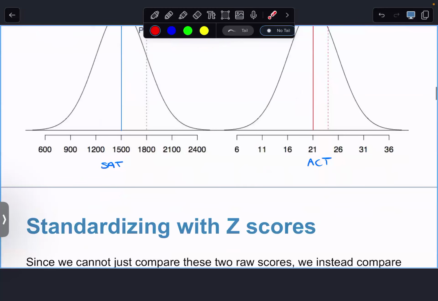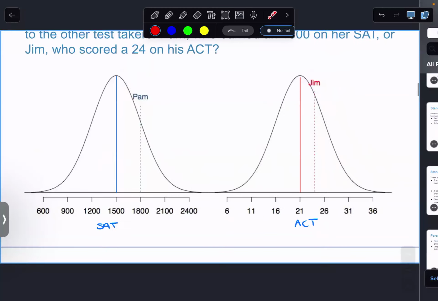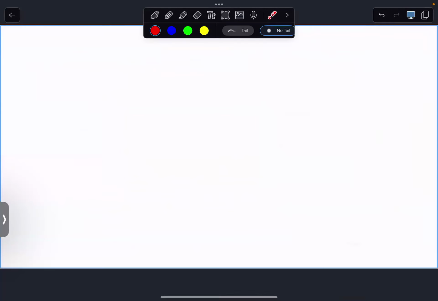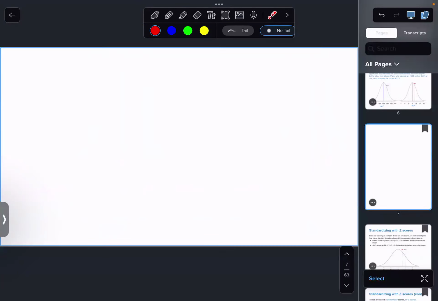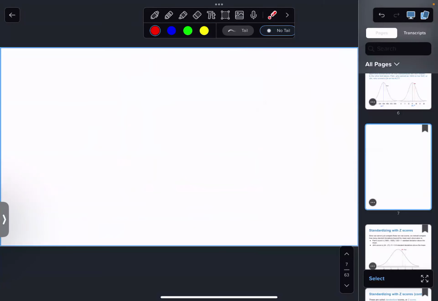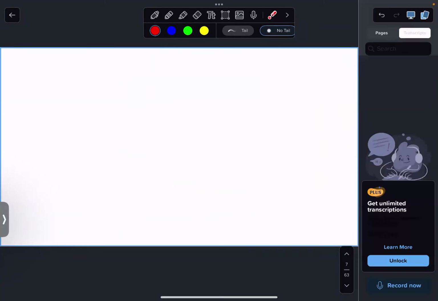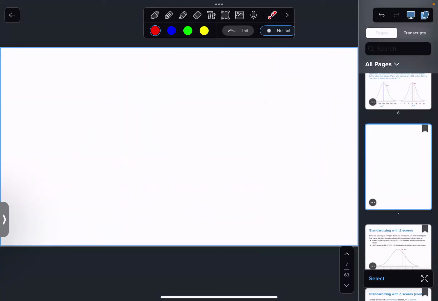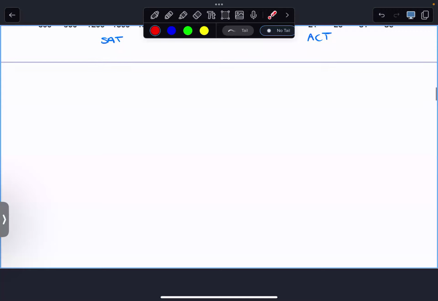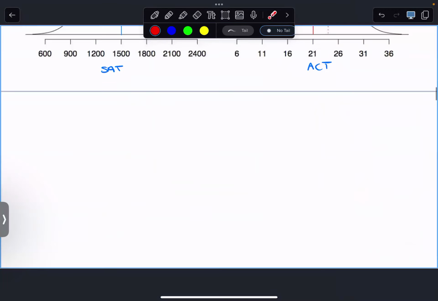Let me see if I'll add a page here. I can never remember how to add. Oh, well, add lines. I wish I could.